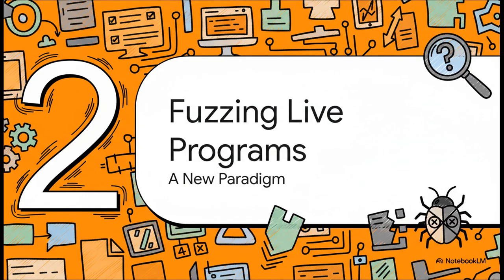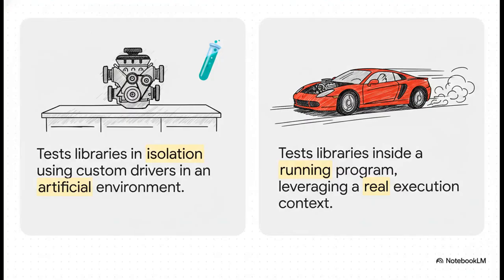So let's get to the really cool part, the innovation that tries to solve all this. This is a totally new way of thinking about the problem, fuzzing inside a live program. And this is where you can really see the difference. On the one hand, you have traditional fuzzing. Think of it like testing a car engine on a sterile lab bench. It's isolated, it requires those custom-built drivers, and it's all happening in this artificial environment.